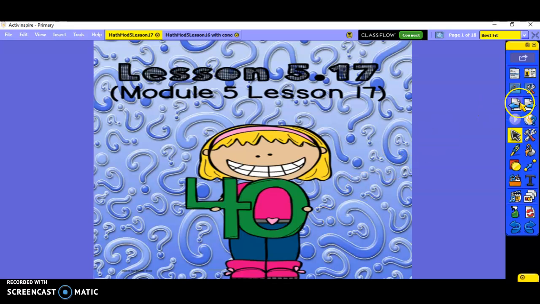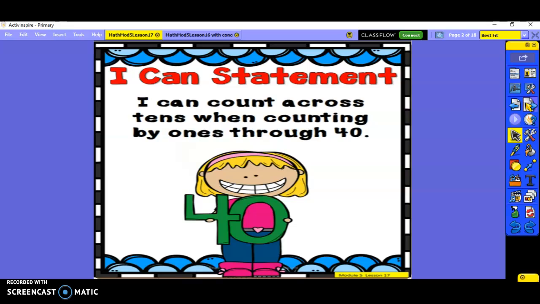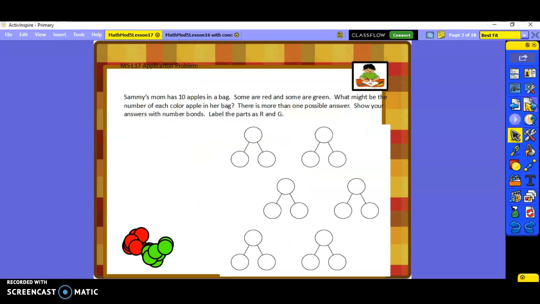So you have been working very hard this week, counting to 100, the Say 10 way, the regular way, and you also were counting by ones yesterday within numbers. Today we're going to continue that learning, and our target is going to be I can count across tens when counting by ones through 40. Yes, we're going to do lots of counting today, and I'm even going to challenge you to go a little higher. We're going to start off math today with our application problem.